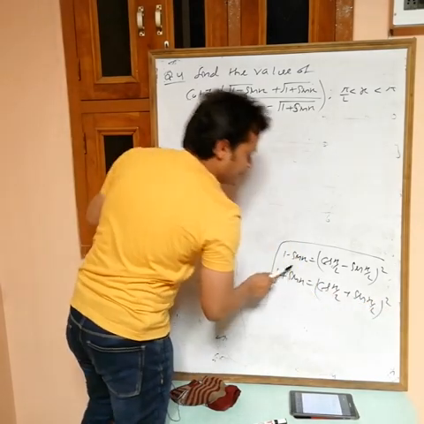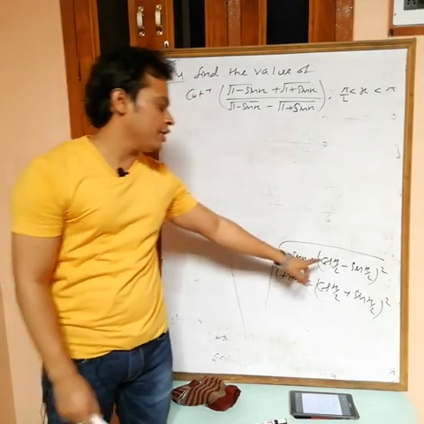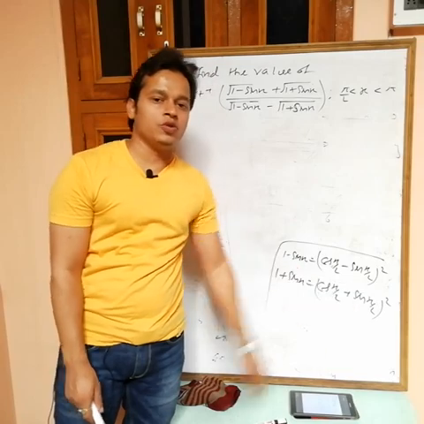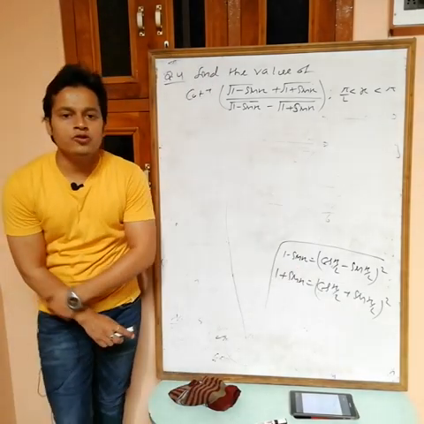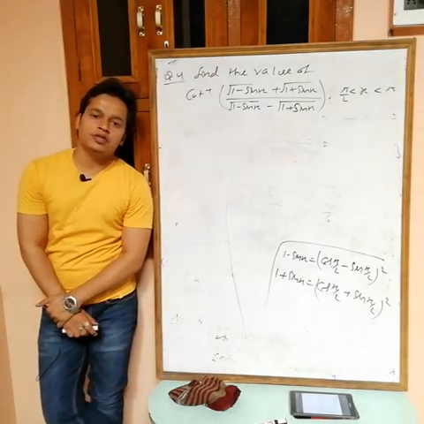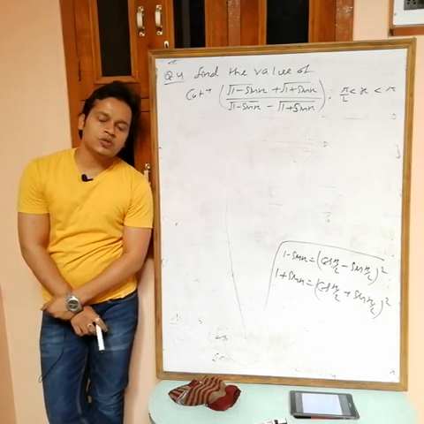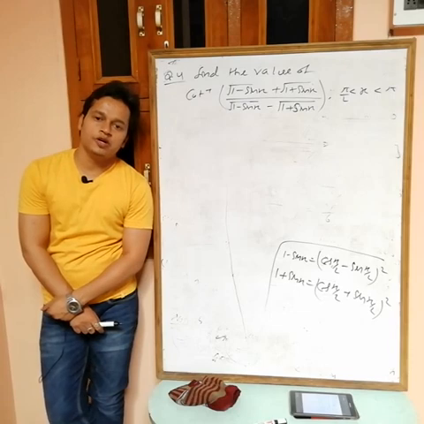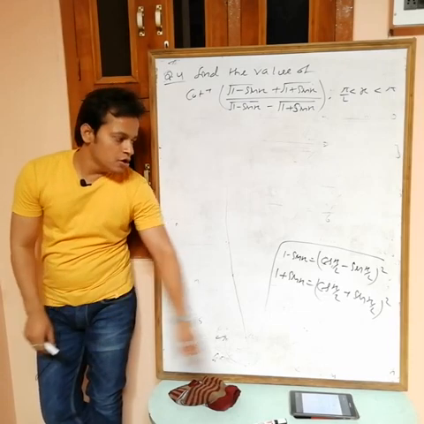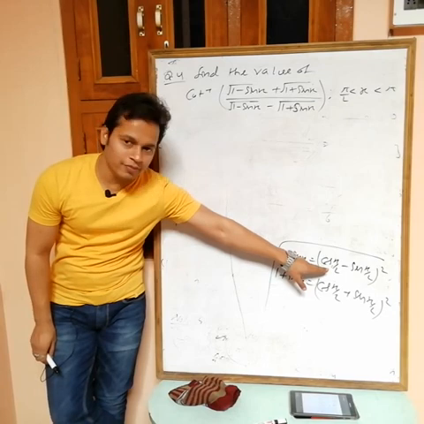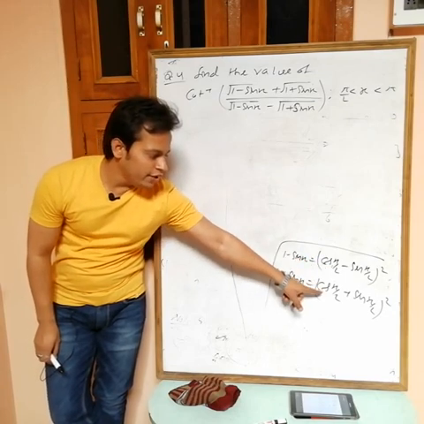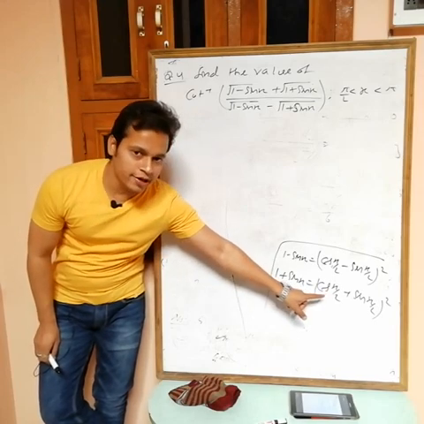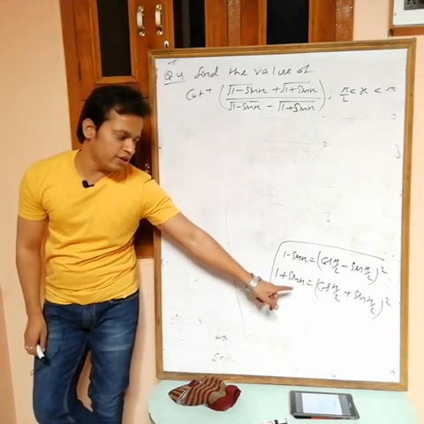How can I say that? Just expand (a minus b) whole square. What you will get? a square plus b square minus 2ab. a square plus b square is cos square x by 2 plus sin square x by 2, that is 1. Minus 2ab is 2 sin x by 2 cos x by 2, which is sin x. So 1 minus sin x. Similarly, if you expand the other one, cos square plus sin square becomes 1, plus 2 sin x by 2 cos x by 2 becomes sin x. So 1 plus sin x.